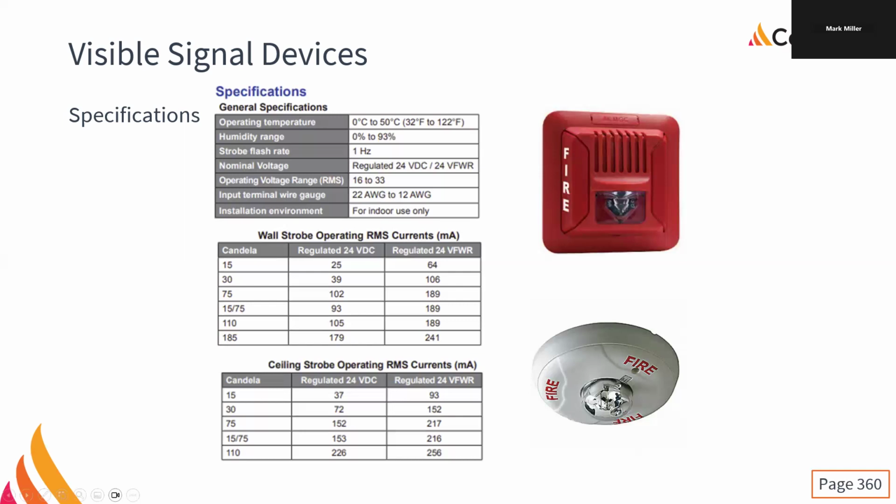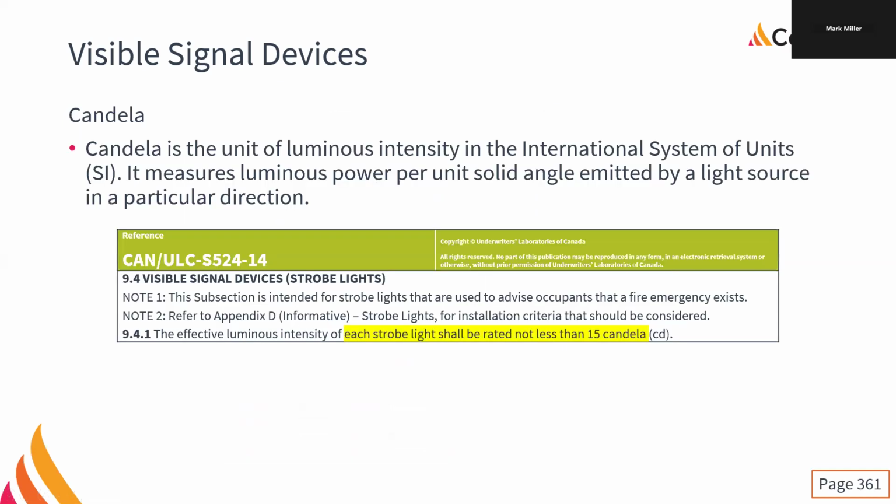Okay, so that can be a huge issue. We have to be very careful with that. Right, candela, of course, is how bright it is in metric. The luminous intensity has to be not less than 15 candela. That's the minimum rating. 15 candela, it's tolerable for the vast majority of rooms. It's bright enough, but it's not going to be super painful.